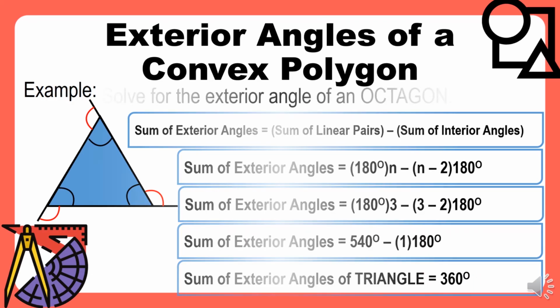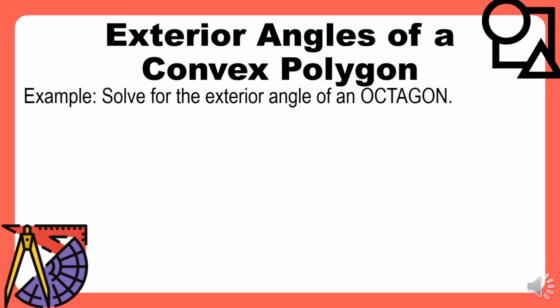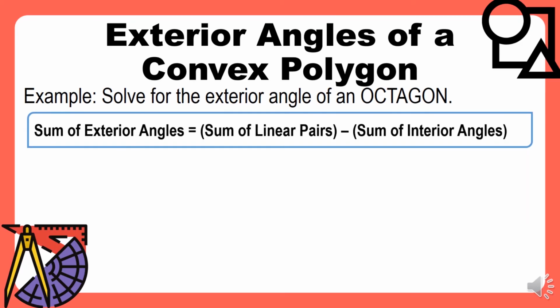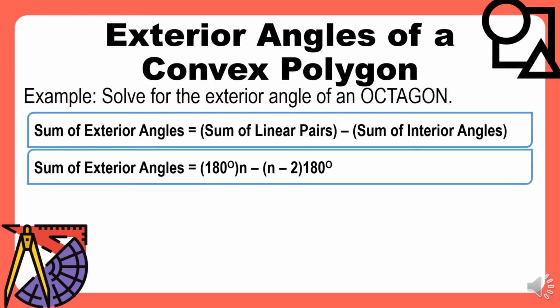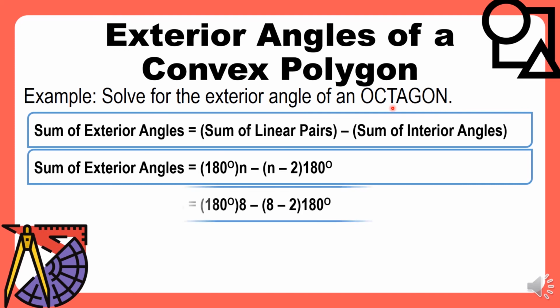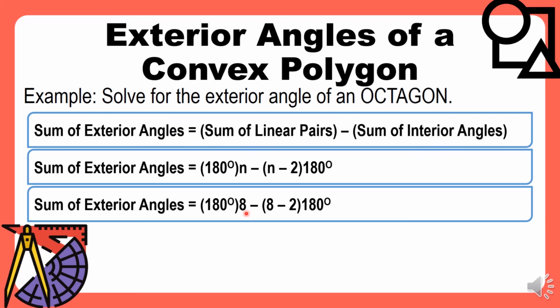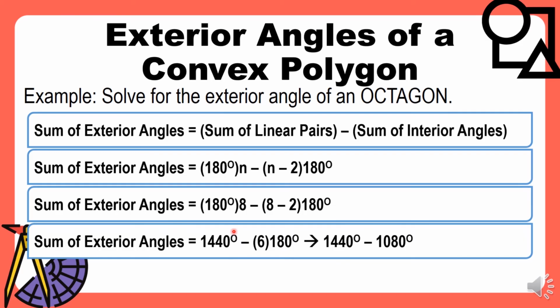Now let's solve for the exterior angles of an octagon. Do not forget that this is our formula. We already studied that octagon has 8 sides. And since it has 8 sides, octagon also has 8 linear pairs. Now let's substitute 8 for n. 180 degrees times 8 minus 8 minus 2 times 180 degrees. 180 times 8 is equal to 1,440. And 8 minus 2 is 6.